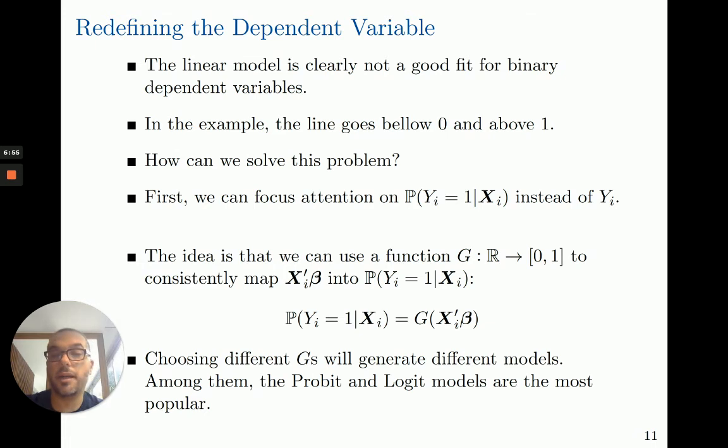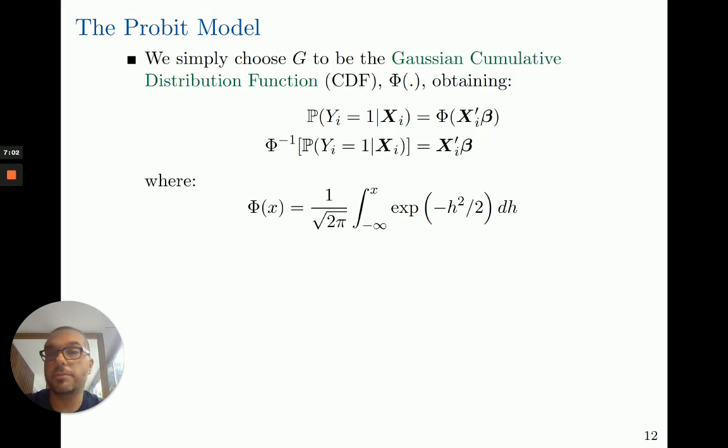Probit and Logit are two of the most popular models. Okay, so let's look into the Probit. The idea is to choose G as the Gaussian cumulative distribution function, the CDF, that we are going to call phi. So we say that the probability of y equals 1 given x is phi of x beta. And the inverse, phi inverse, is x beta, and phi is displayed on your slides.